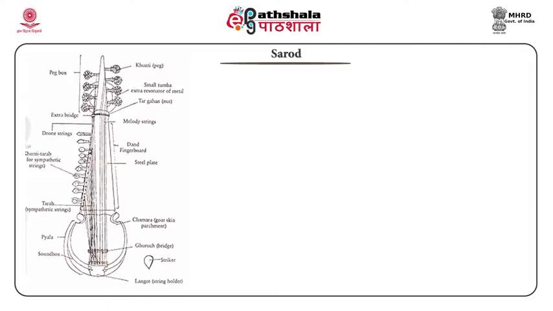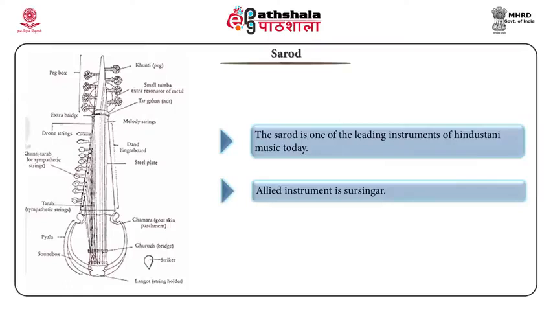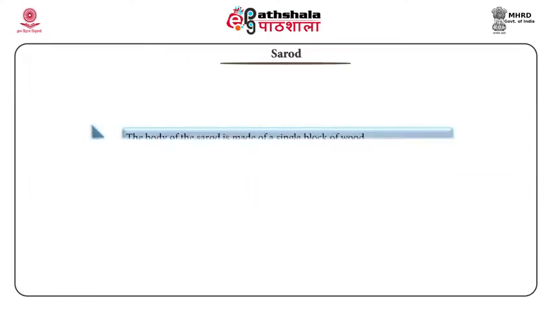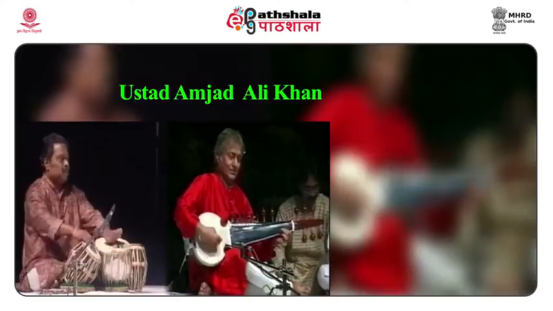Sarod. The sarod is one of the leading instruments of Hindustani music today. An allied instrument is sursingar. The body of the sarod is made of a single block of wood. The instrument is divided into three parts: the peg box, the fingerboard and the resonator called pyala, which is enclosed with parched skin.